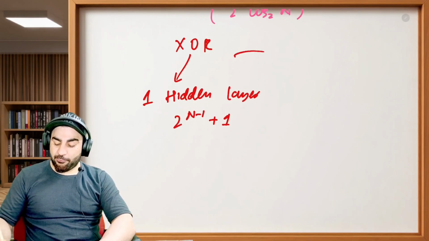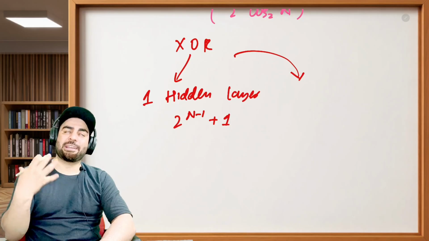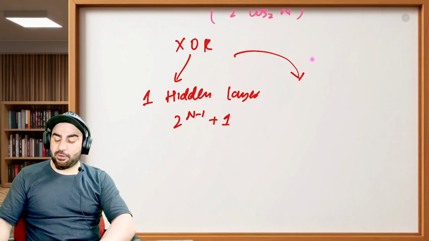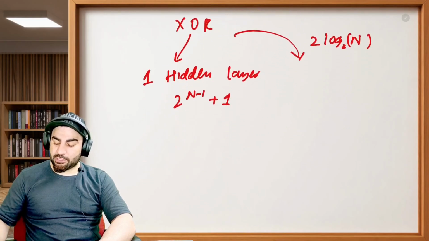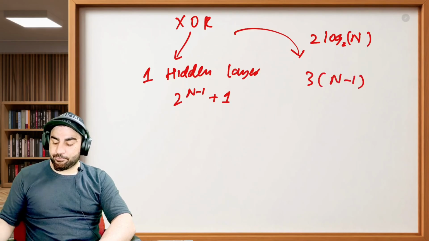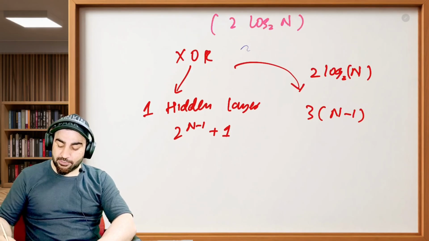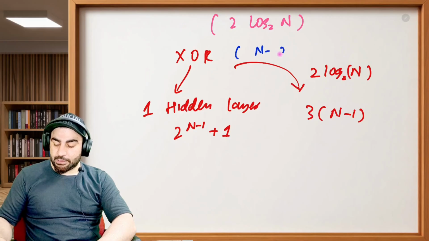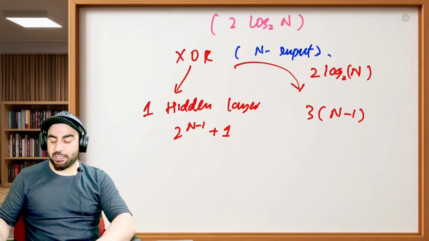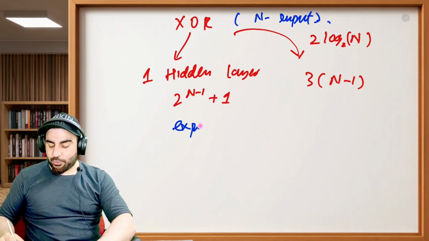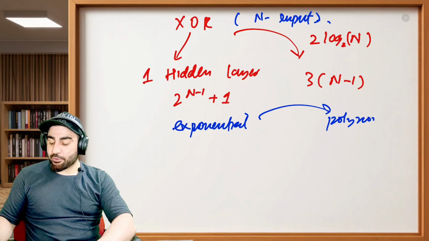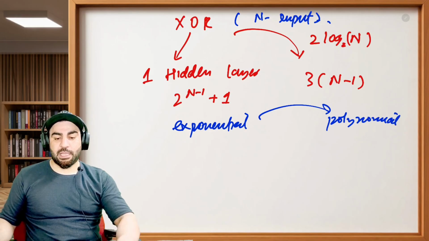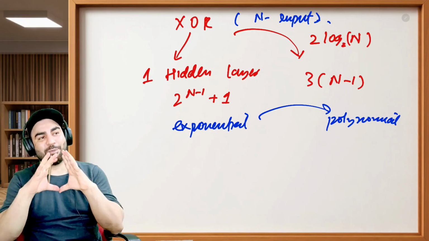Now if we are given liberty to use multiple hidden layers, the number of hidden layers is 2 log n, and the number of neurons we can use is 3 times (n minus 1). This is for XOR with n inputs. Is it clear? You started from exponential number of neurons, and you are now at polynomial number of neurons. Can you see it? So now you have a solid reason to make the network deep.